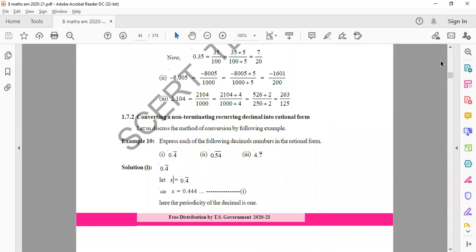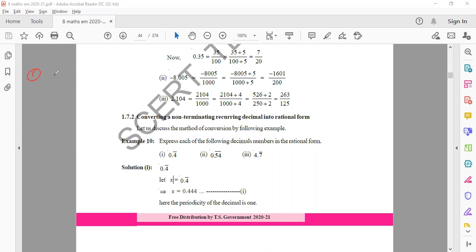Now the last concept for today's session. Next, converting. This is very important. You are not supposed to just understand it, also write it down. Now conversion of non-terminating recurring decimal to rational form, a very important topic for today's session. Previously it was just decimal to rational; once again I reread it all.